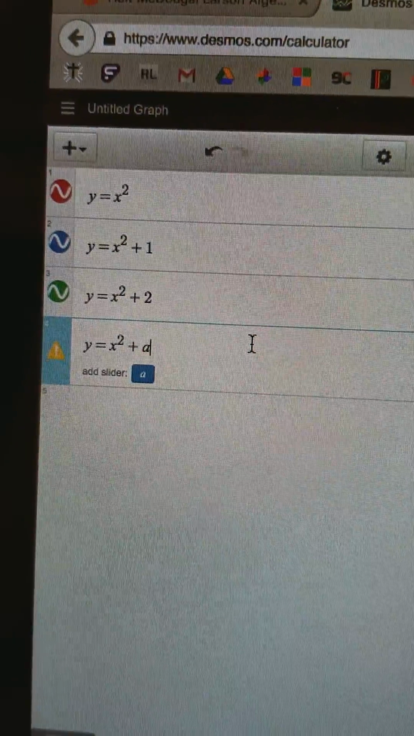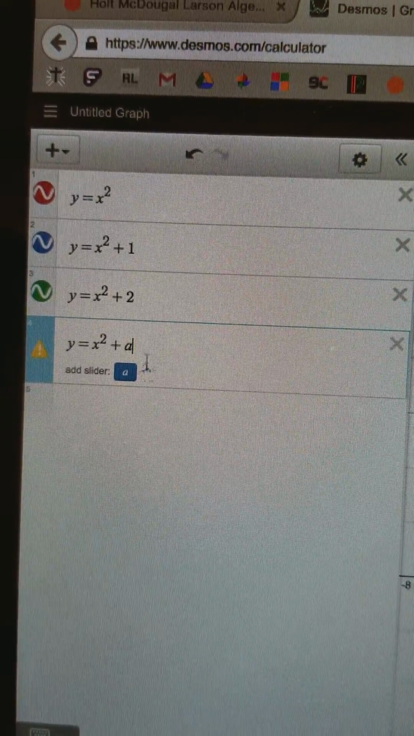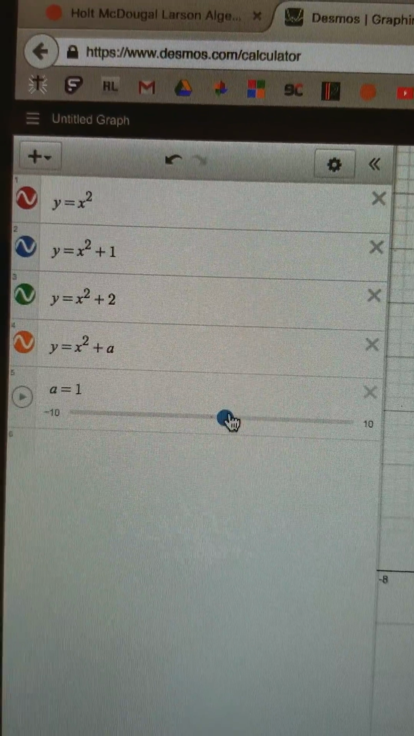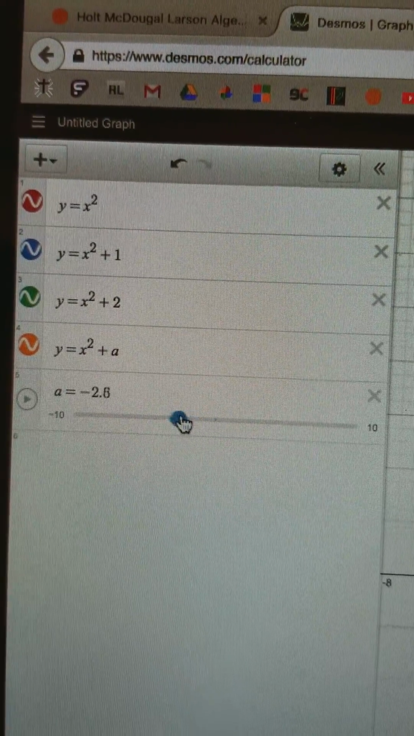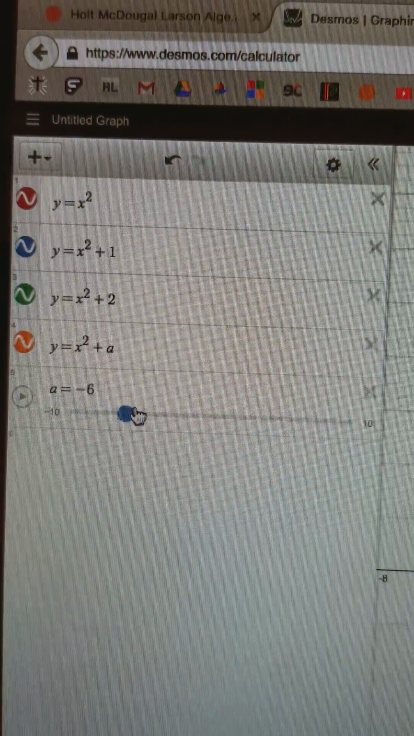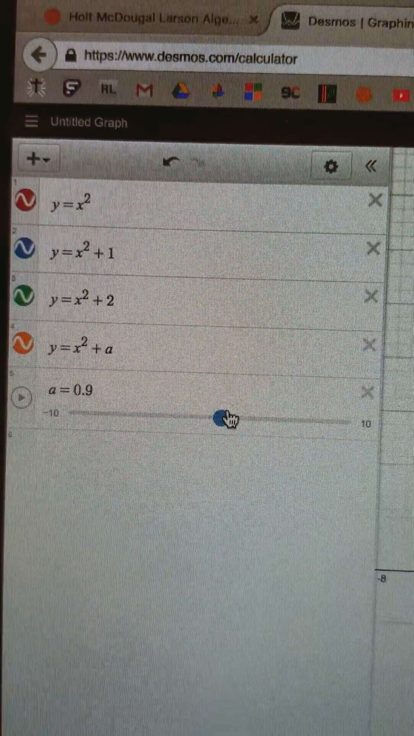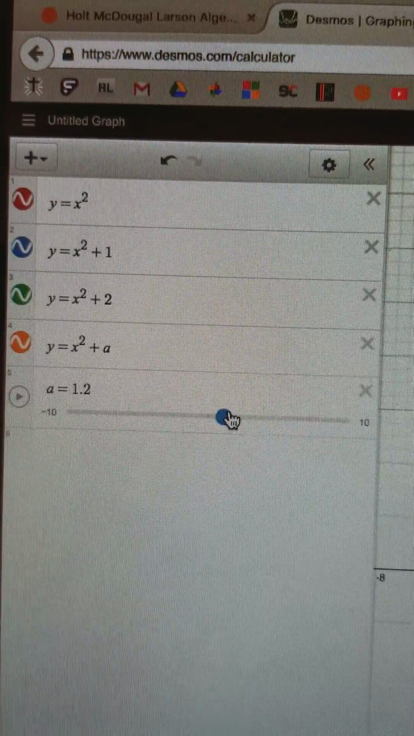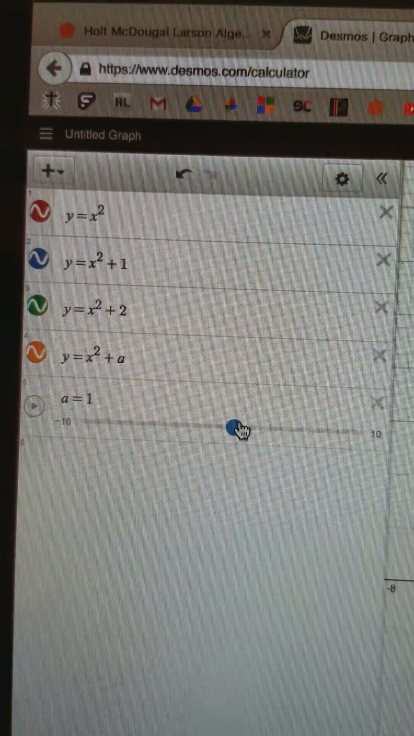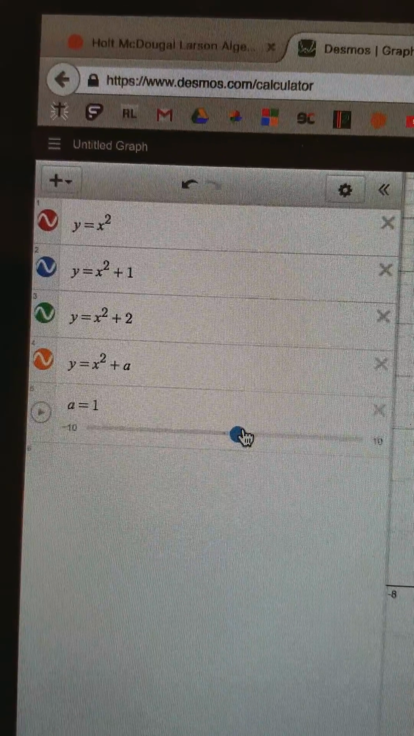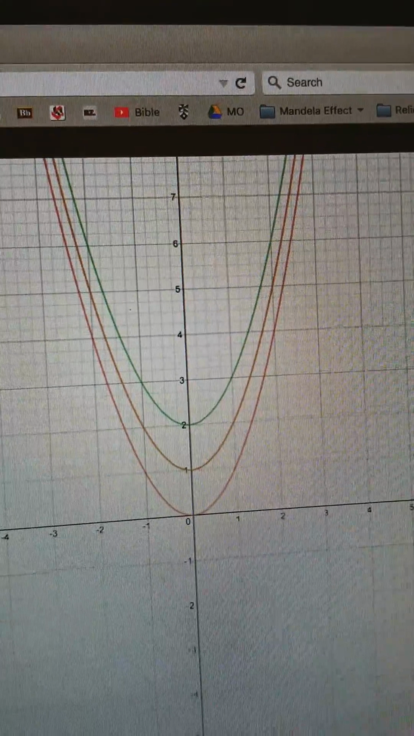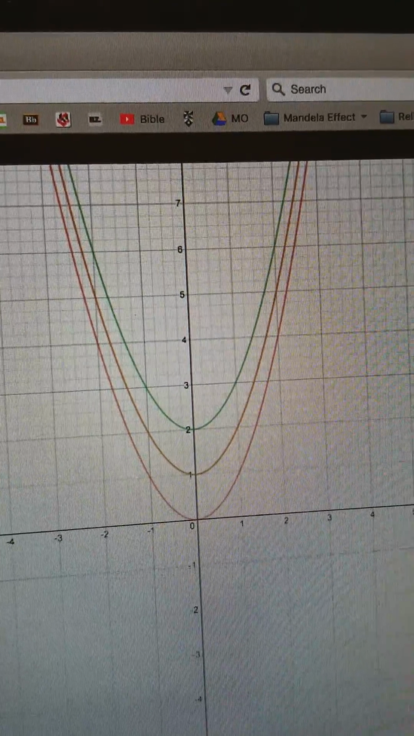Now I'm going to add y equals x squared plus a, where a is a variable, and I'm going to add a slider for it. That way I can change what number I'm adding to x squared. And as I change the number that I'm adding to x squared, I can see what happens to the graph. So right here, I'll have y equals x squared plus 1, because in this case a is 1. And it is actually right on top of the other graph I'd made, y equals x squared plus 1.